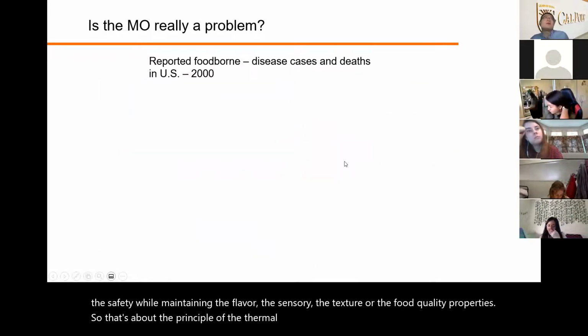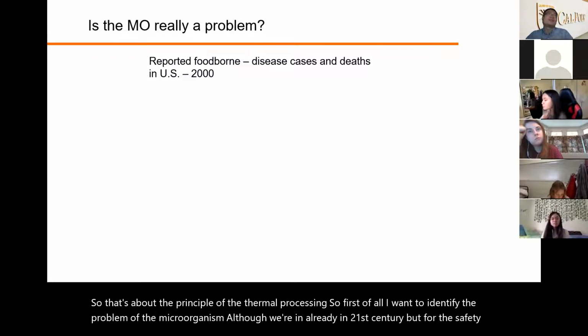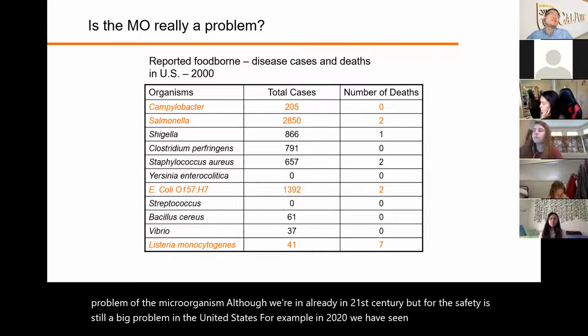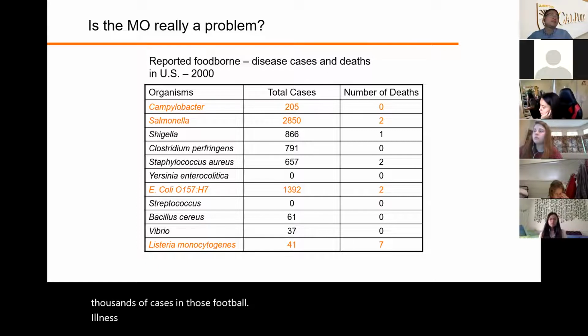So first of all, I want to identify the problem of microorganisms. Although we are already in the 21st century, food safety is still a big problem in the United States. For example, in 2020, we have seen more than thousands of cases of foodborne illness. For example, Campylobacter, Salmonella, E. coli, and Listeria, they're always the troublemakers.